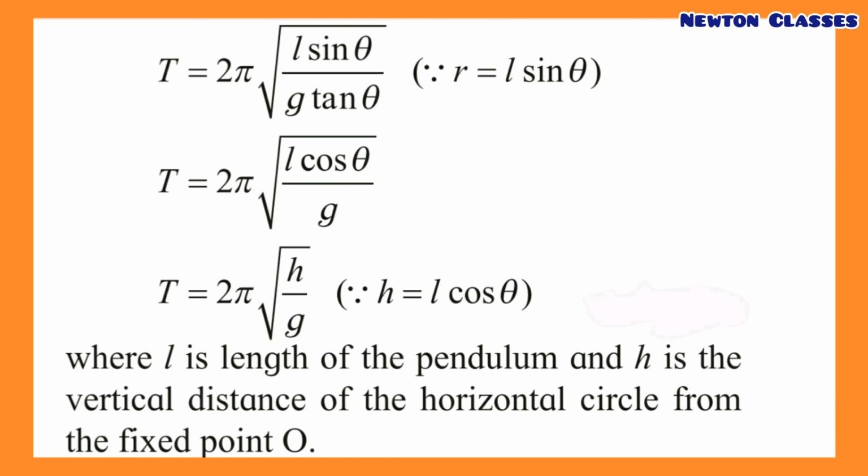From this final equation of the period, we can say that the period of a conical pendulum depends upon the length of the pendulum, small l, and the vertical distance of the horizontal circle from the fixed point O, which is equal to small h.